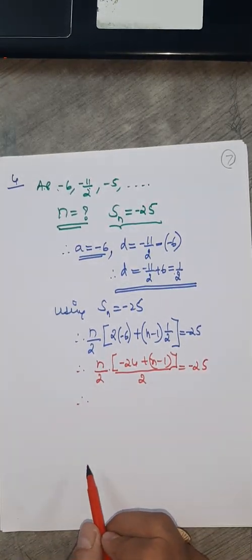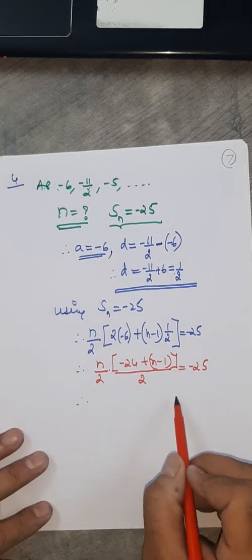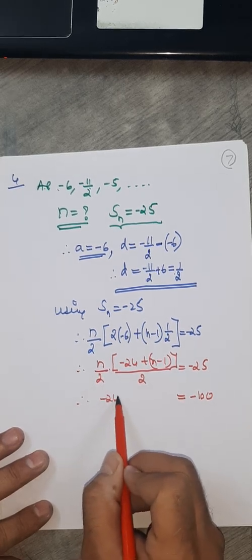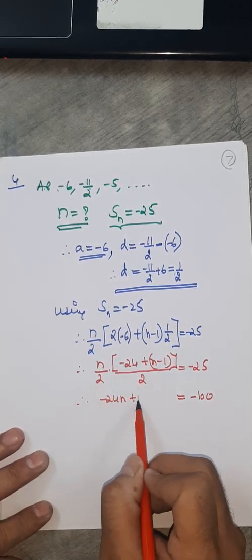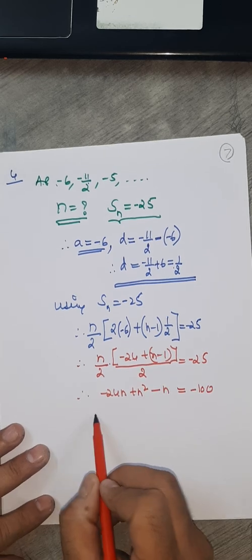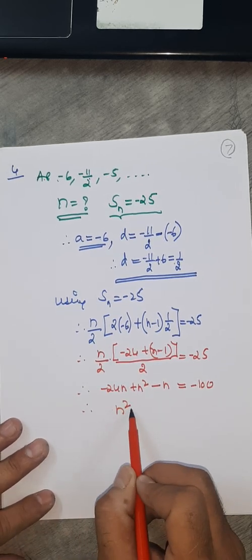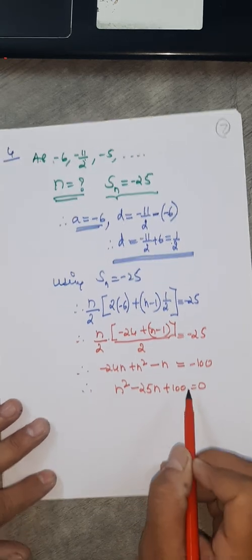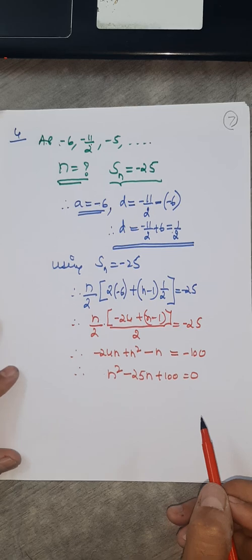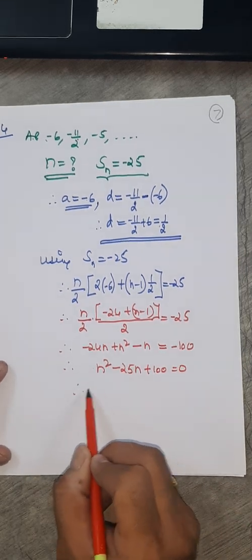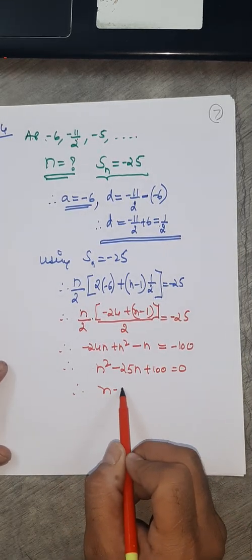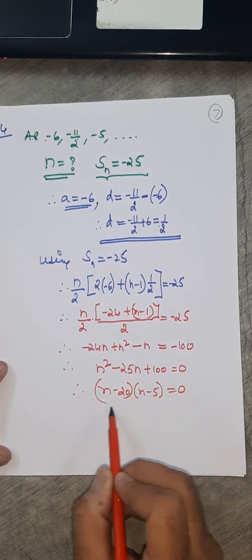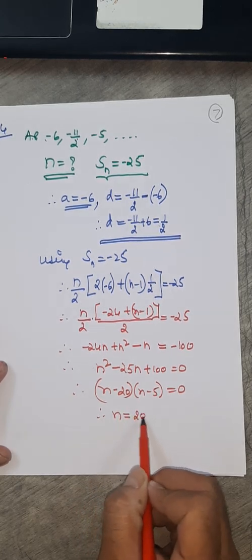So here, now we'll just take 4 on the other side. So this is minus 100. This is minus 24n plus n squared minus n. So we are getting a quadratic equation. n squared minus 25n plus 100 equals 0. Factorize this. So n minus 20, n minus 5. These are the two factors. So either n is 20 or 5.